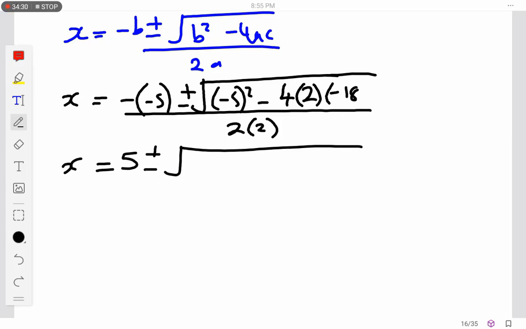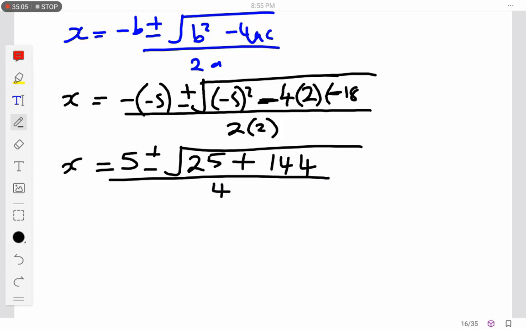So I'm going to have here 25. Then I also have 4 times 2. If I multiply 4 times 2, I get 8. Then 8 times 18. Because my 18 is negative, 8 times 18 gives me 144 here. And this is a negative and also a negative, so I'll have a plus here. All is over 4, like that.